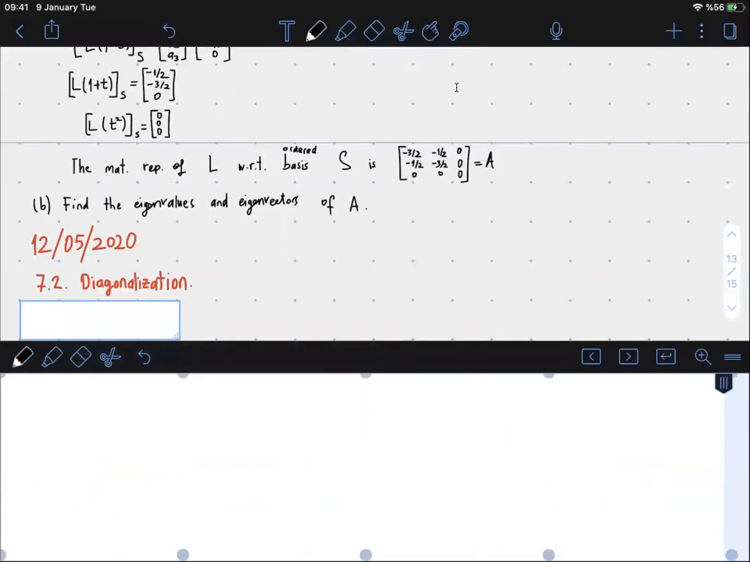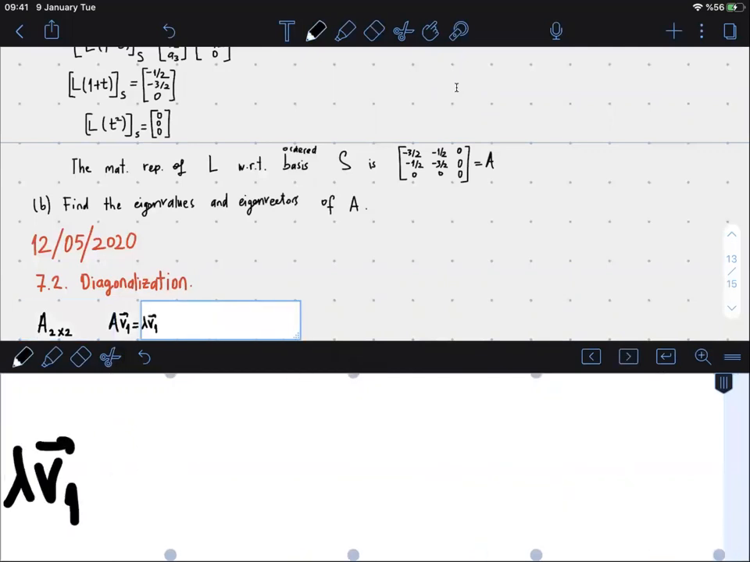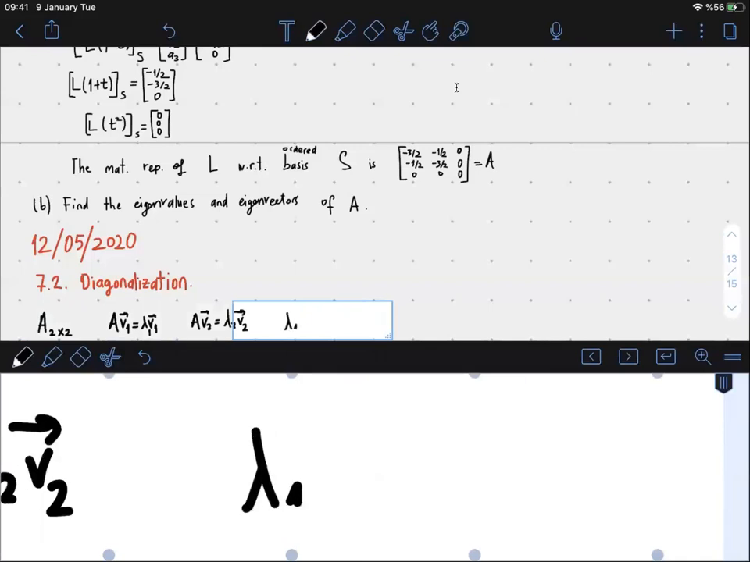Suppose we have two eigenvalues. Okay, let's suppose we have a 2 by 2 matrix. So start with a simple example. Let's start with a 2 by 2 matrix, and suppose we have two eigenvalues of this matrix. A times V1 equals lambda 1 times V1, and the second one is A times V2 equals lambda 2 times V2. Here we're assuming that lambda 1 is not the same as lambda 2.